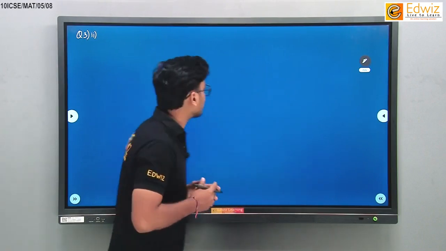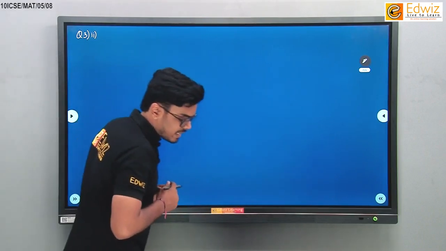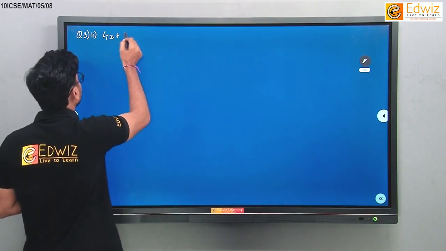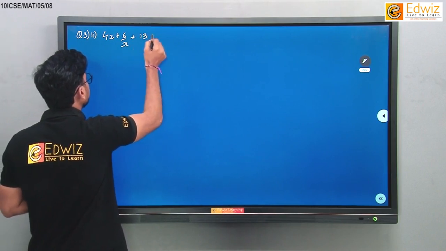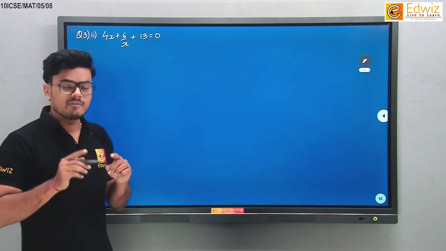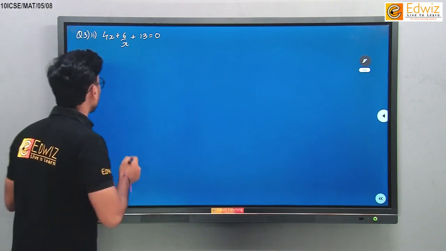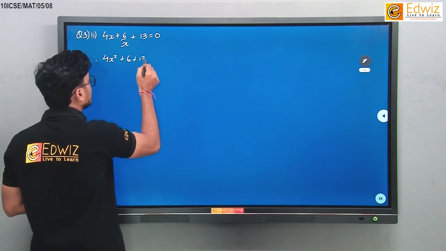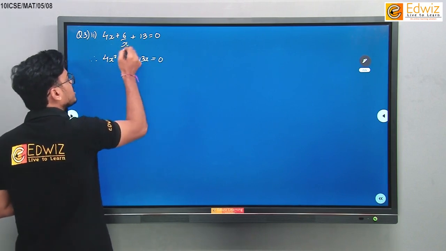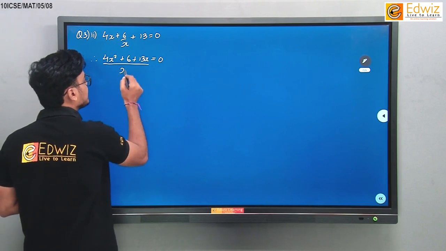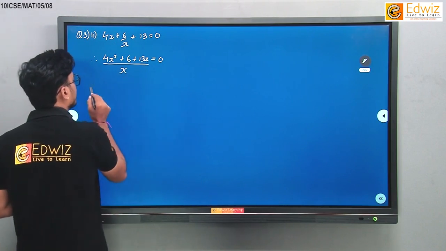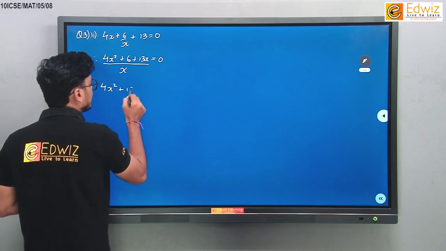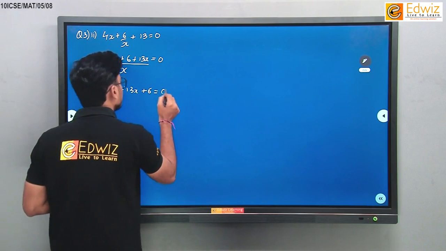We don't have to use the long division method here. Question number 3, second one: 4x plus 6 upon x plus 13 equal to 0. This is the equation. First step, bring it to its standard form. Therefore 4x square plus 6 plus 13x equal to 0. I've just cross multiplied this x. So the x in the denominator goes to the other side and gets multiplied with 0. So the equation is 4x square plus 13x plus 6 equal to 0.